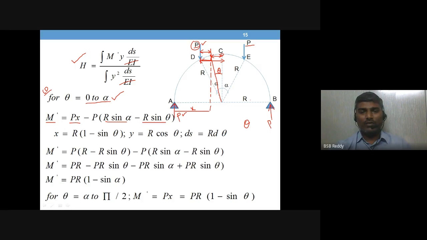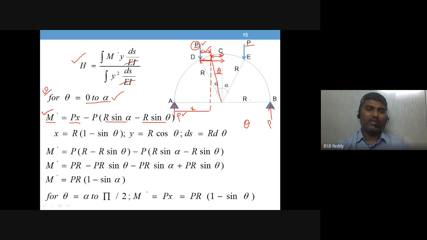So if you deduct the r sine theta from r sine alpha, what you are going to get is this distance. That is what you want: the distance between the load and the section. Okay. So that is how it is written, right?